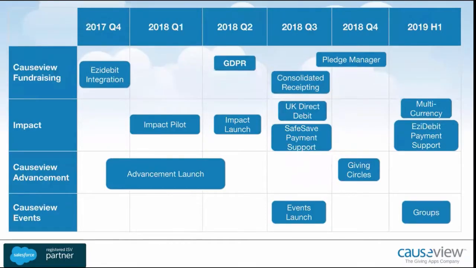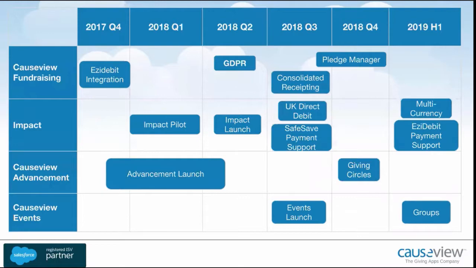Here's our current product roadmap over the coming quarters. Please keep in mind that this is subject to change and any decisions should be made based on the product and service as is. In Q4 of 2017, we launched our Easy Debit integration for Causeview fundraising. In Q1 of this year, we launched a pilot for our Impact Form Designer.